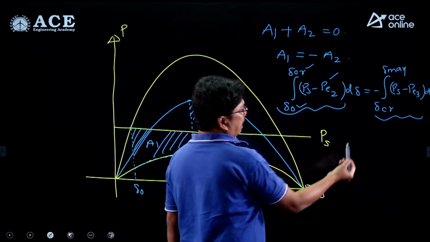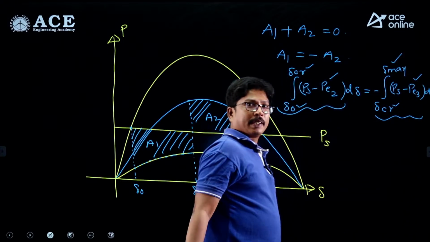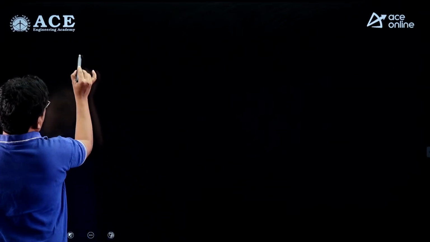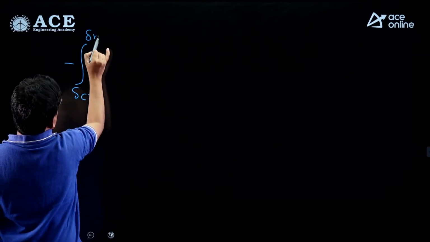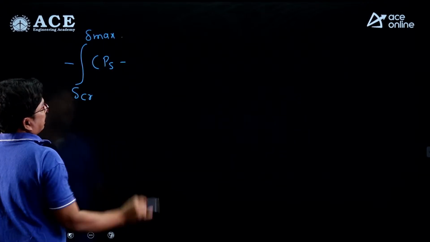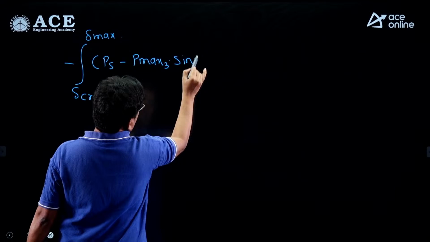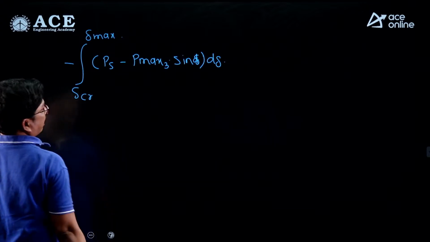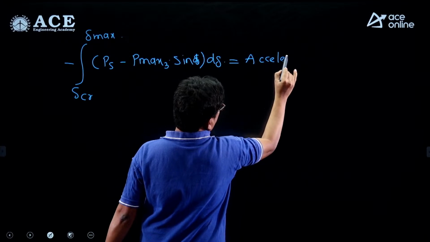But here delta CR is available, delta max is also available, and Pe3 is available in terms of Pmax, right, students? Just take that one. Therefore, it will be minus the integral from delta CR to delta max of Ps minus Pmax3 sin delta d delta. Clear, right? This is the area you have to calculate, the accelerating area or decelerating area. Both are the same only.